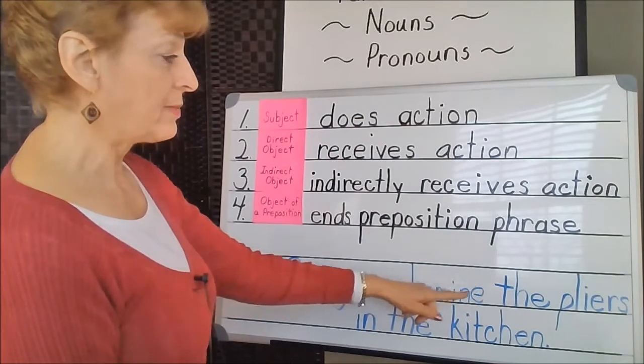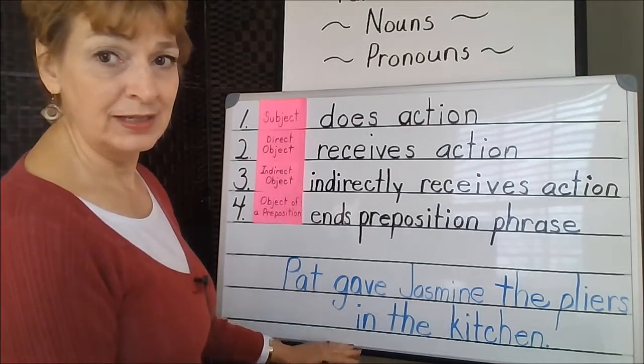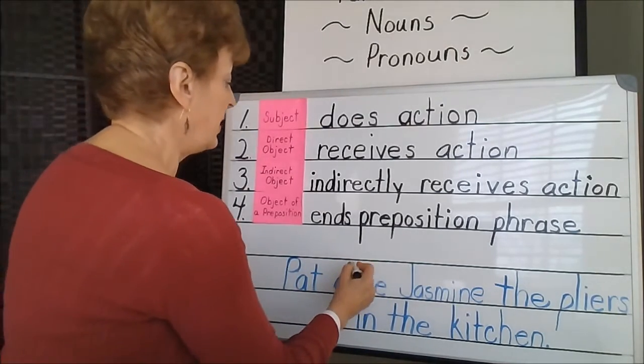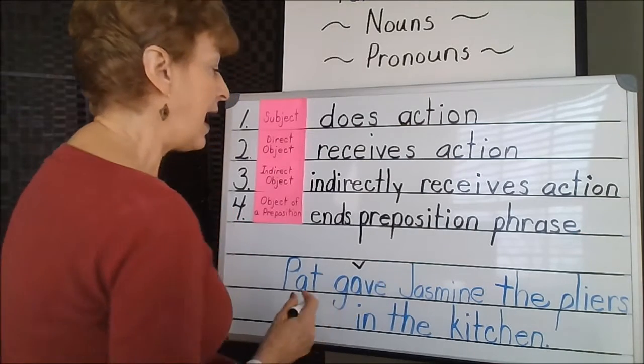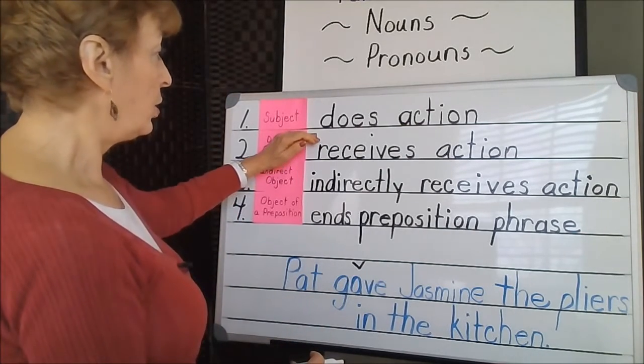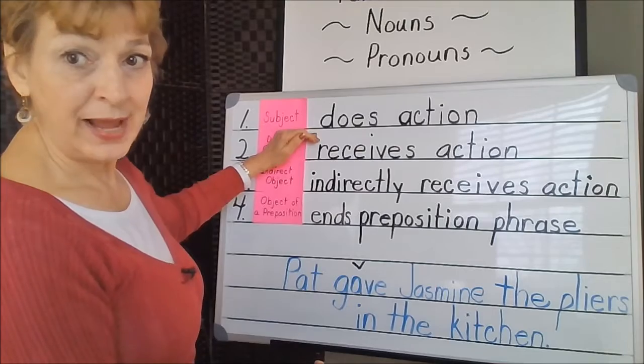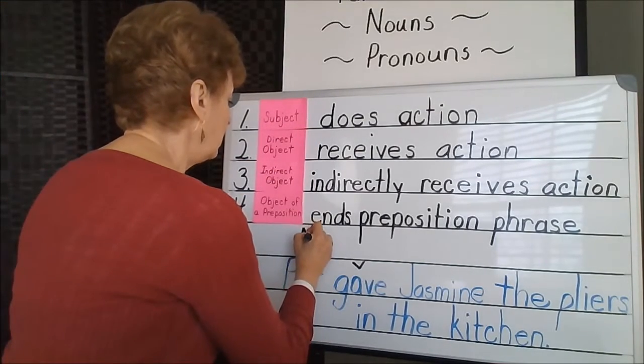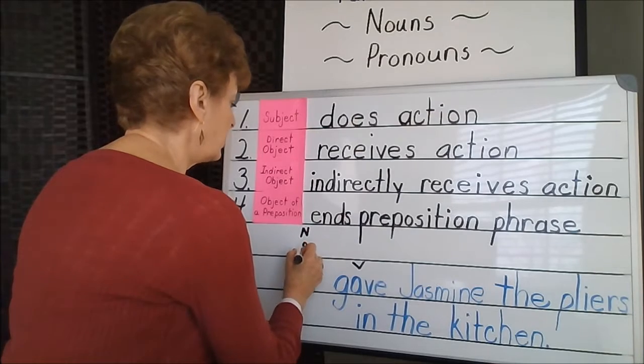Pat gave Jasmine the pliers in the kitchen. First of all, I would be looking for the verb, which is gave. Now I can ask my questions. Who does that action? Who gave? Well, Pat did. Pat is a noun that functions as a subject.